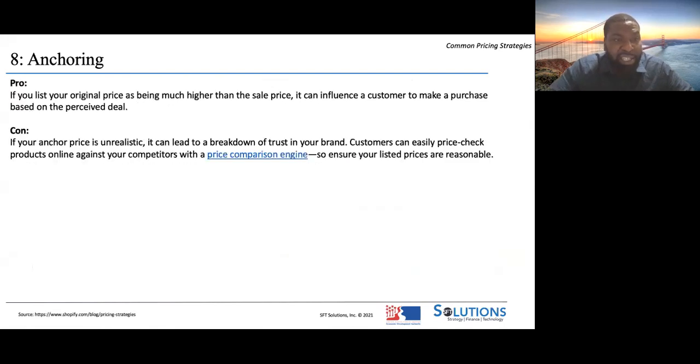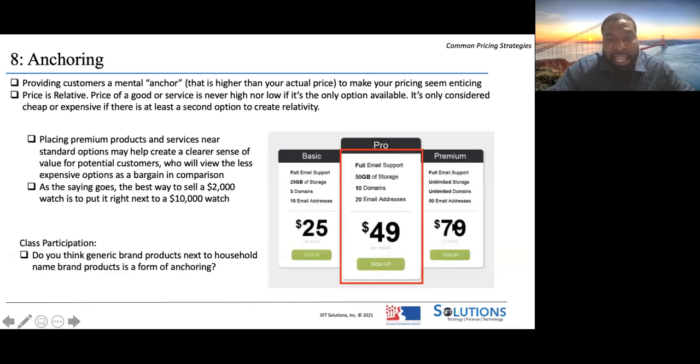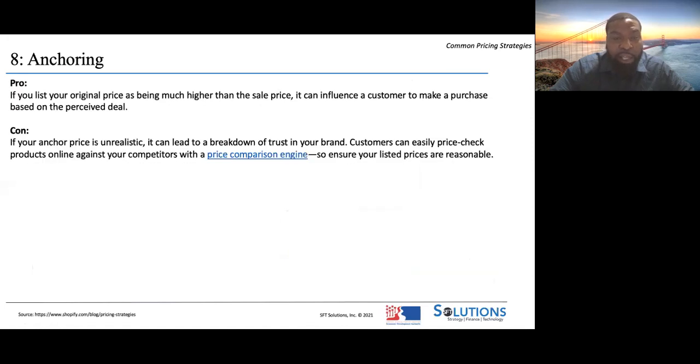The pro of the strategy is that if your list price is much higher than the sale price, it can influence your customer to make a purchase based on the perceived deal. But the con about this is you have to make sure that you're being genuine with your customers, right? If you show them a price that, say, in this example here, is $79, and then they do some internet research to figure out that the competition offers it for 40, you're going to lose that customer forever. So you have to make sure that the information that you're putting out there to anchor the customer is truthful.